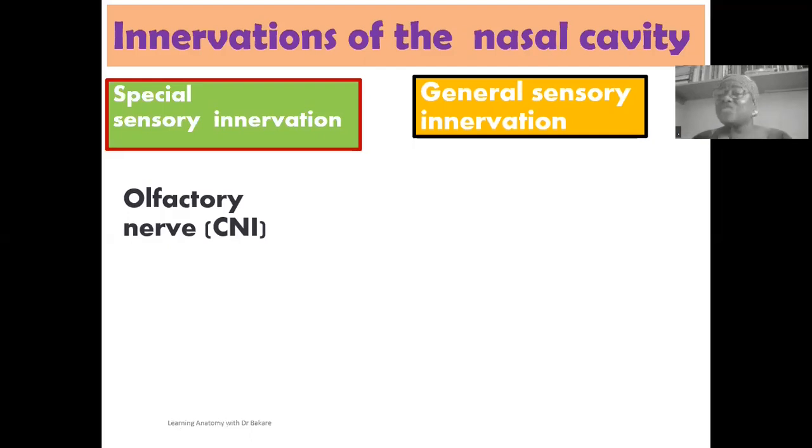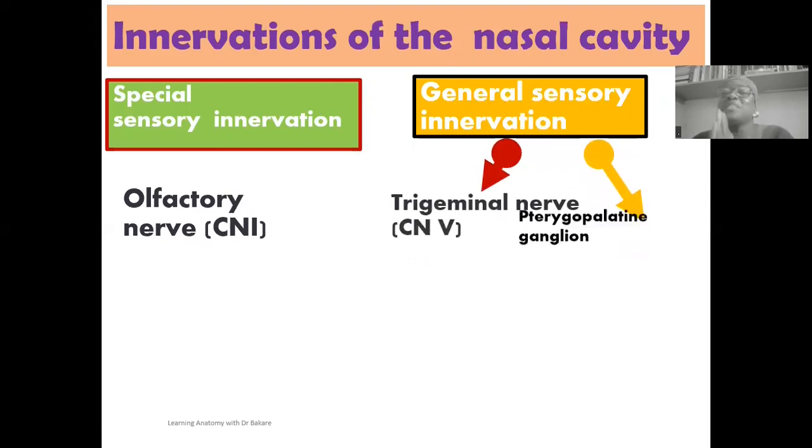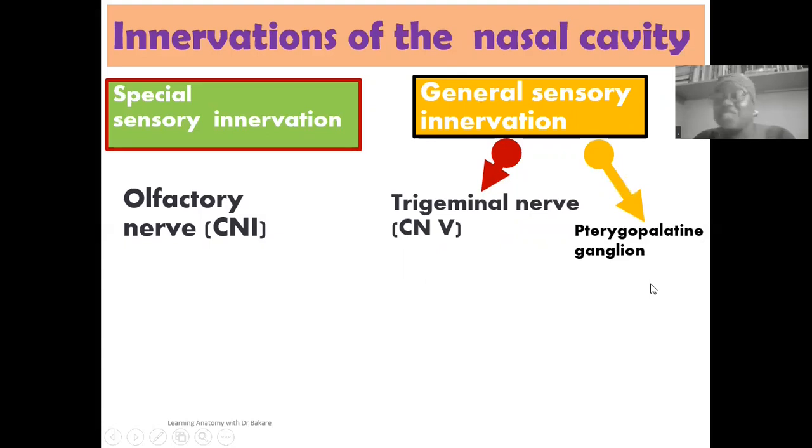For the general sensory innervation, which has to deal with the sense of touch, the sense of pain, the sense of change in temperature, this general sensory type of innervation is carried by 2 nerves, and these are the trigeminal nerve, which is the 5th cranial nerve, and also the Pterygopalatine ganglion. So we have these 2 structures providing the general sensory innervations of the nasal cavity, while the special sensory innervation, which is for the sense of smell, is carried by the olfactory nerve.